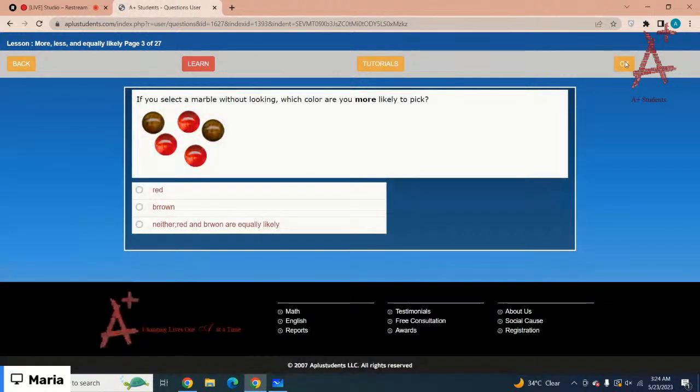Okay, the next one is, if you select a marble without looking, which color are you more likely to pick? So which is the correct option? So you have one, two, three marbles that are red and two marbles that are brown. That means you're more likely to pick red because red marbles are more than brown. Got it?